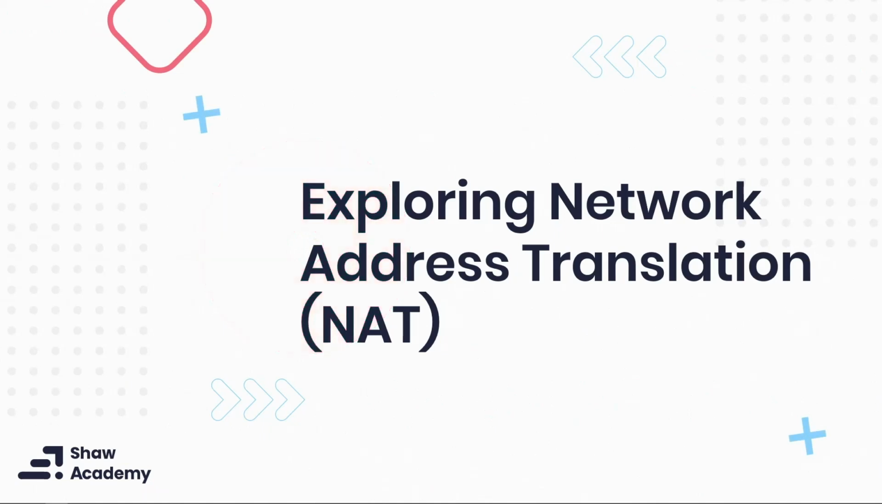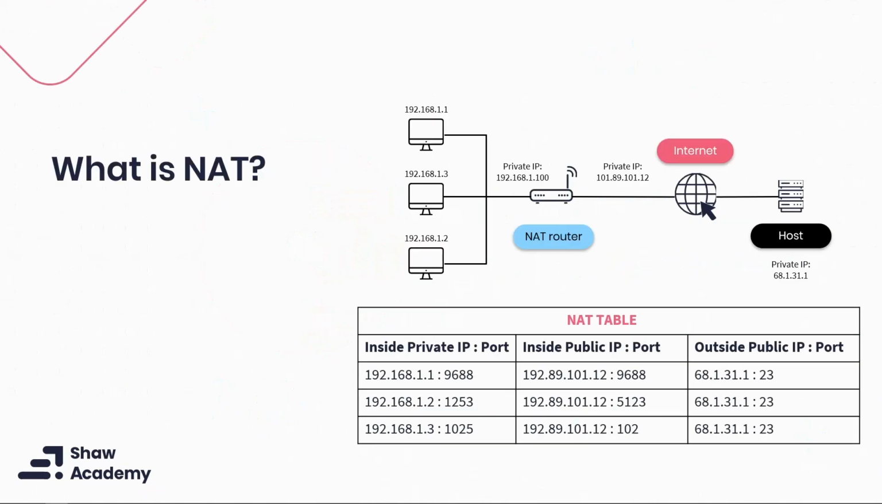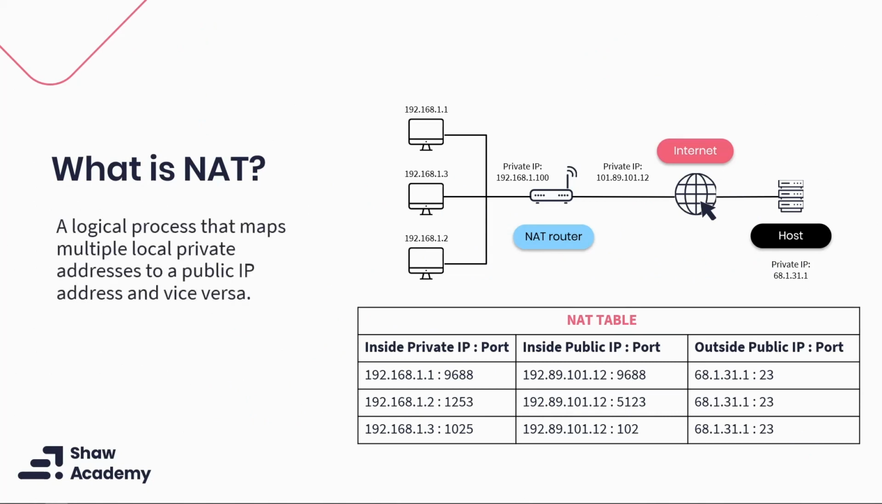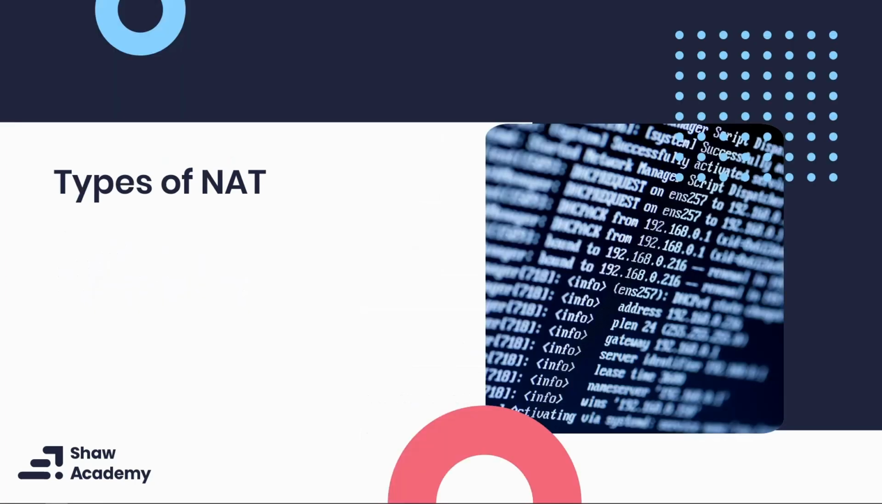Exploring network address translation is basically how a private address converts to a public address when connected from a LAN to a WAN. To explain it in a bit more detail, network address translation is a logical process that maps multiple local private addresses to a public IP address and vice versa before transferring the data from the local hosts. There are three different types of NAT used for different reasons.